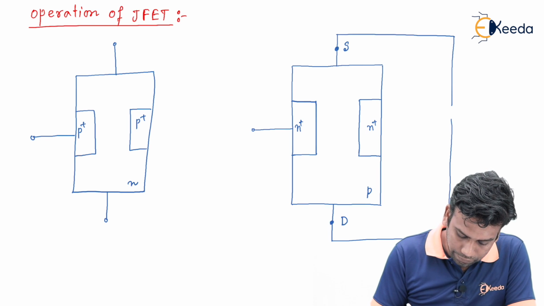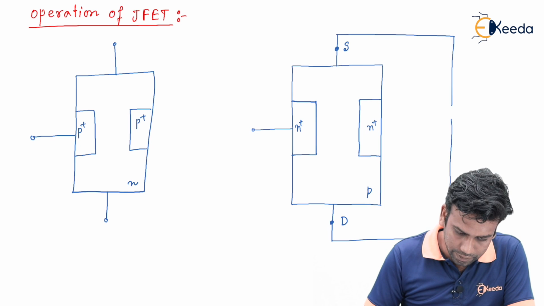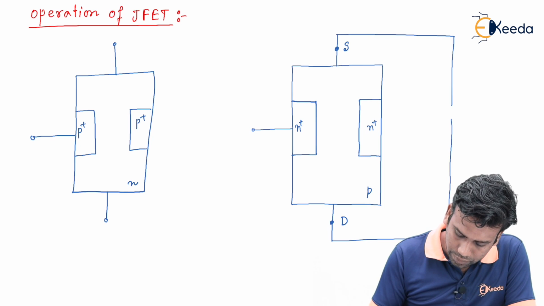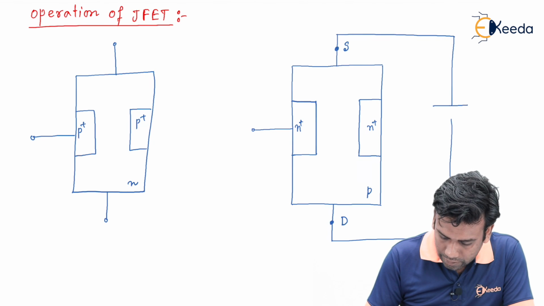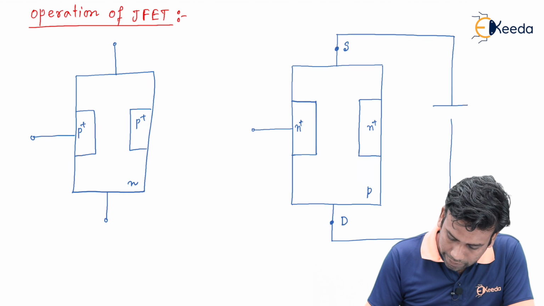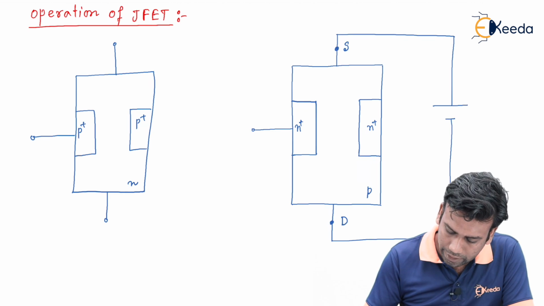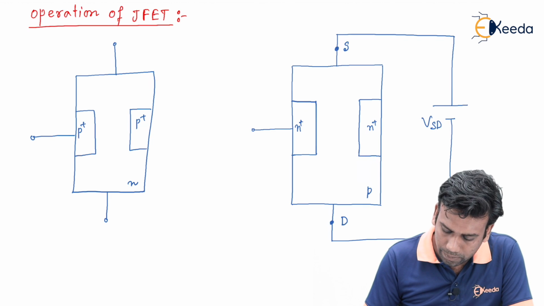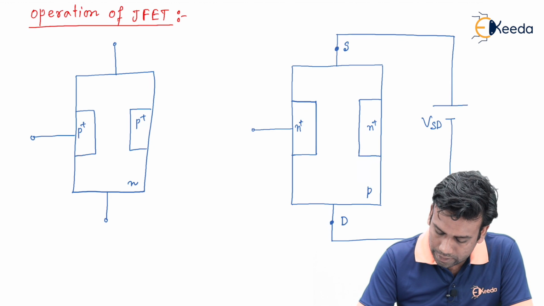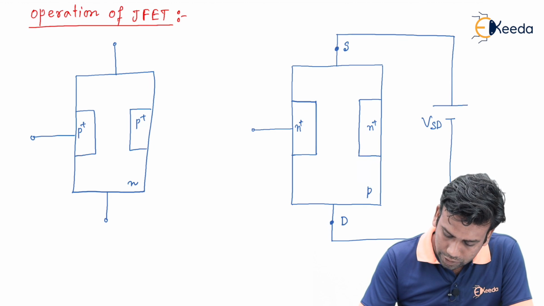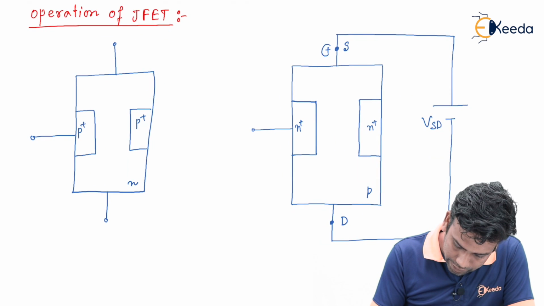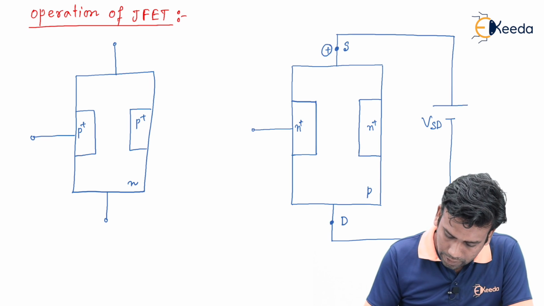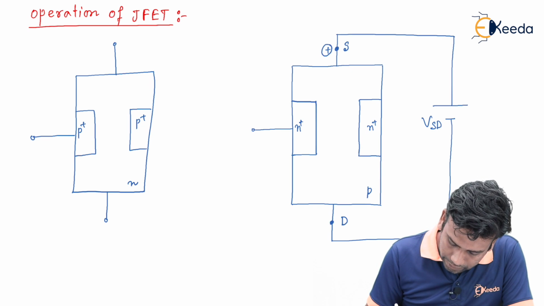Now suppose for this P channel JFET we are connecting a positive voltage at the source and a negative voltage at the drain terminal, then this voltage is called VSD because the source terminal is at higher potential than the drain terminal. Due to this, there will be positive polarity at the source terminal and negative polarity at the drain terminal.